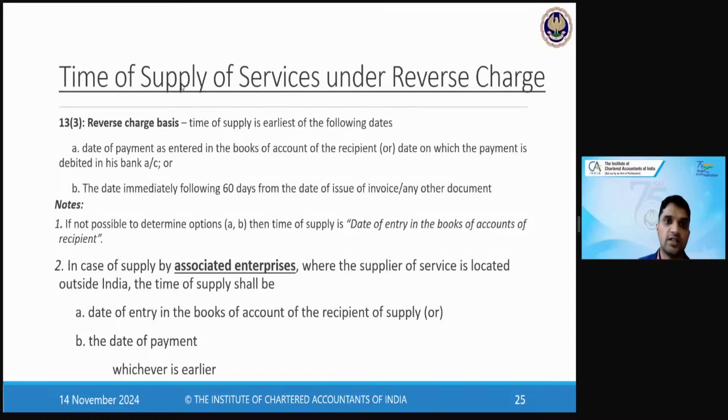Now, in case of reverse charge, you have to pay when? You have to pay at the earliest of the following: the date of payment as recorded in the books of accounts of the recipient, or the date on which payment is debited in the bank account. Again, same as how we had date of receipt of credit, whichever is earlier. Similarly here also, date of payment, or date on which payment is debited from your bank account, or the date immediately following 60 days from the date of issue of invoice. Okay. Which means what?